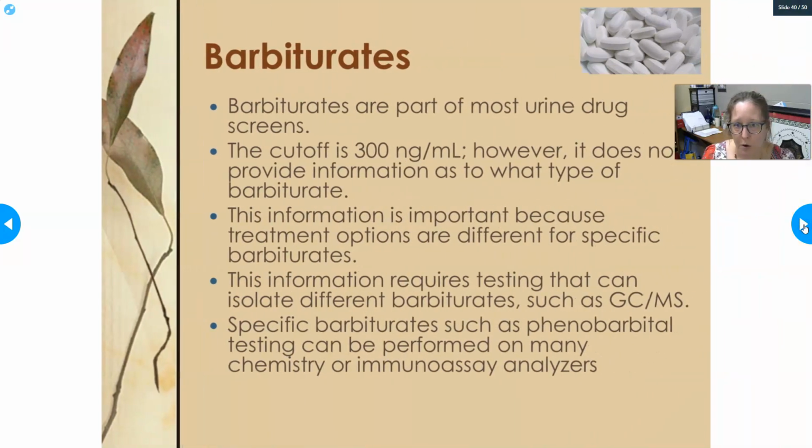So barbiturates are part of most urine drug screens. The cutoff is about 300 nanograms per ml. However, it does not provide information as to what type of barbiturate has been used, so it just tests for the whole category of drugs. And this information could be important because the treatment options are different for specific barbiturates. So hopefully this is information you can get from the patient, but if not, and you have to actually test for it to detect what they have taken, you need to use gas chromatography and mass spectrometry. And specific barbiturates, such as phenobarbital, though, can be performed on many chemistry or immunoassay analyzers.